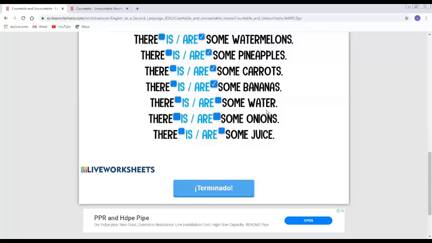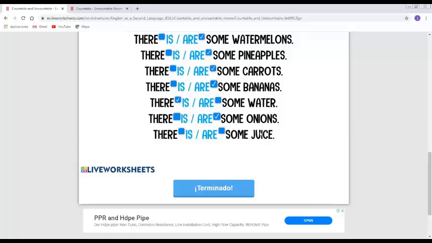Water. In Spanish, agua. Okay? Remember, water, uncountable. No se puede contar, uncountable. So the answer is, there is some water. Next, onions, plural. Onions, countable noun. The answer is, there are some onions. Okay?